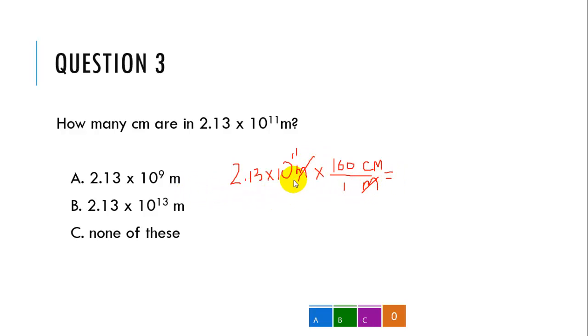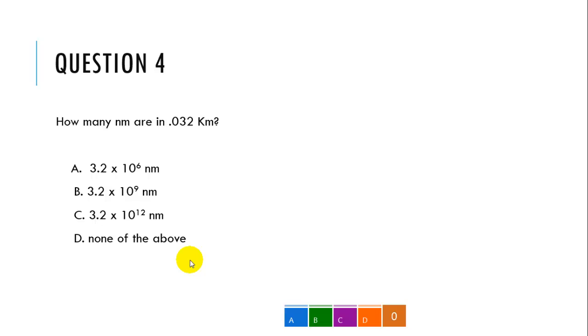Now I go 2.13 times 10 to the 11th times 100 will give me 2.13 times 10 to the 13th centimeters. So the answer is B, right here. Okay, now this is another problem, and I will tell you it's a two-step problem in that you have to do 2 conversion factors. You probably want to go from kilometers to meters first, and then from meters to nanometers. So pause it, work it out.